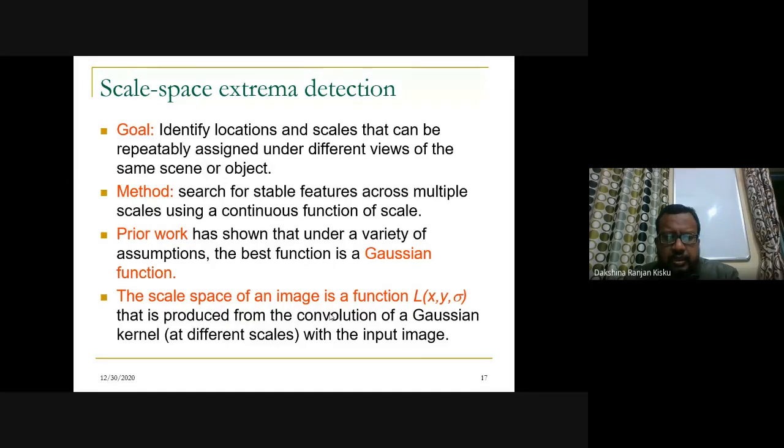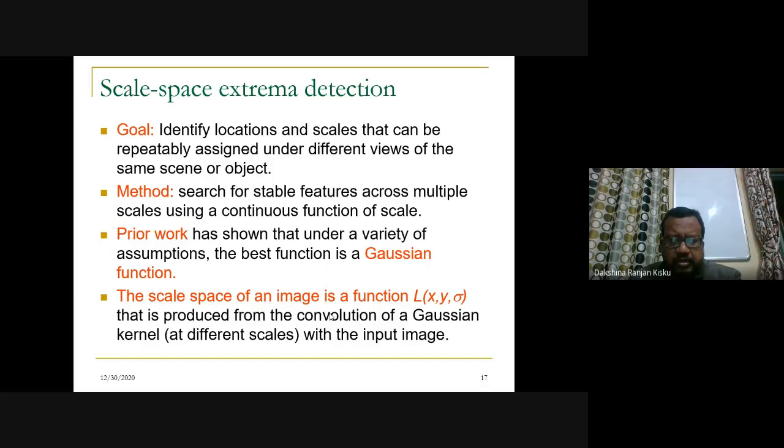Now here we go for searching for stable features across multiple scales using a continuous function of scale. Okay, so as I said, here we obtain a number of scales of the same image. Okay, and that can be obtained by using a continuous function of scale. Now, the prior work has shown that under a variety of assumptions, the best function is the Gaussian function. So here we use the Gaussian function or Gaussian filter to obtain such a variety of scales, and that can be used for getting the locations of the invariant interest point.